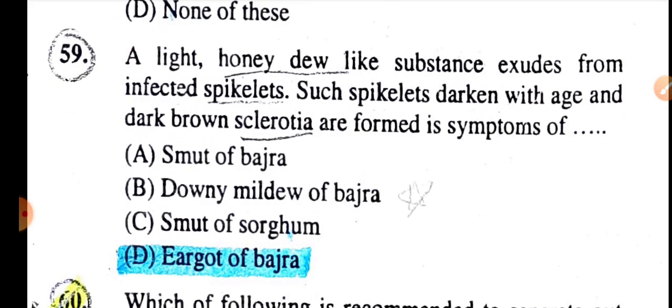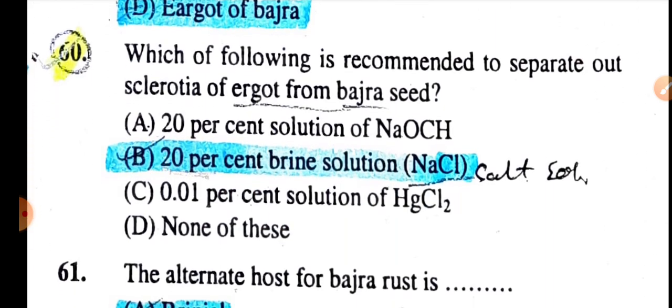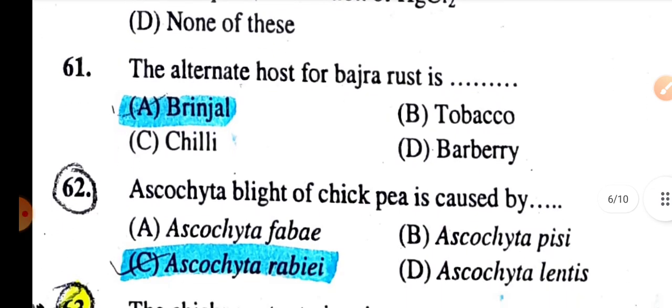A light honeydew-like substance exuded from infected spikelets, spikelets darkening with age, and dark brown sclerotia being formed is the symptom of ergot of bajra. Which of the following is recommended to separate out sclerotia of ergot from bajra seed? 20% brine solution, NaCl. The alternate host of bajra rust is brinjal.